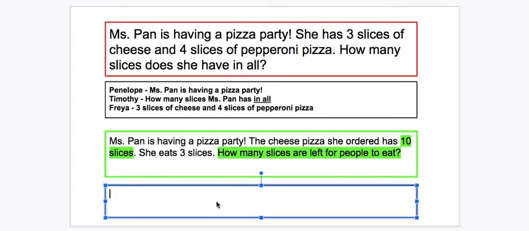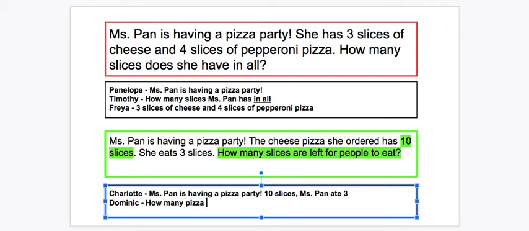All right. What is happening in this story? Charlotte told us that Miss Pan is having a pizza party. She also told us some information. She said there's 10 slices to start with, and then Miss Pan ate 3. Dominic told us that we are trying to figure out how many pizza slices are left.